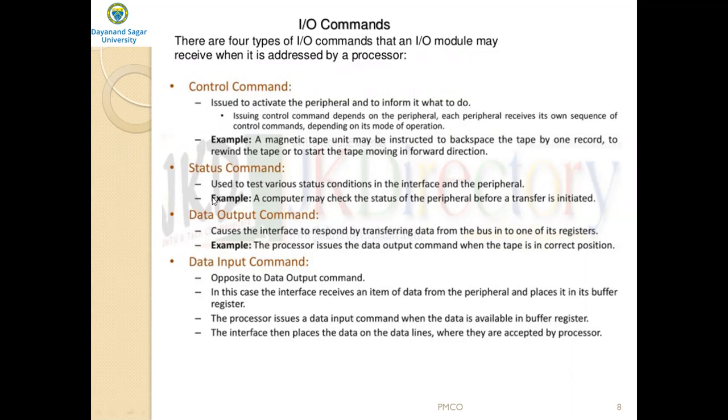If the device is not ready, again, the processor will continuously check the device until the device is ready. And the next input-output command, data output command. So this can be a write command. So data output command is nothing but the write command. This data output command causes the interface to respond by transferring data from the bus into one of its registers. Example, the processor issues the data output command when the tape is in correct position.